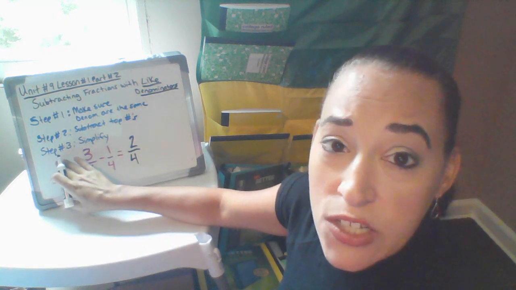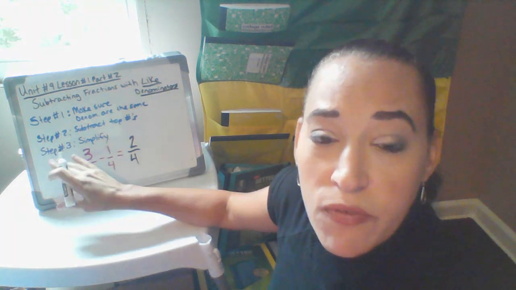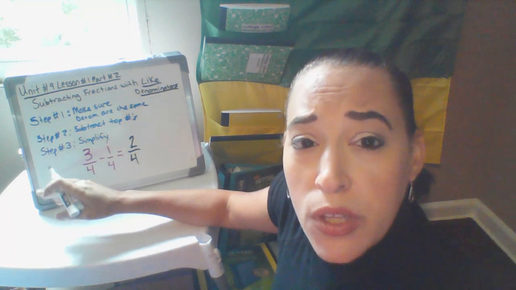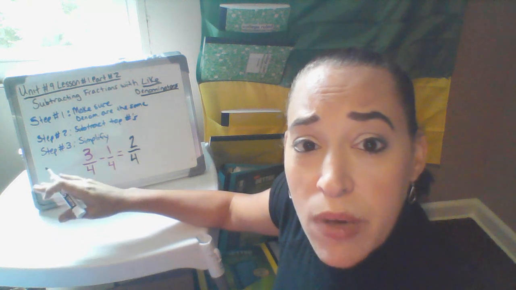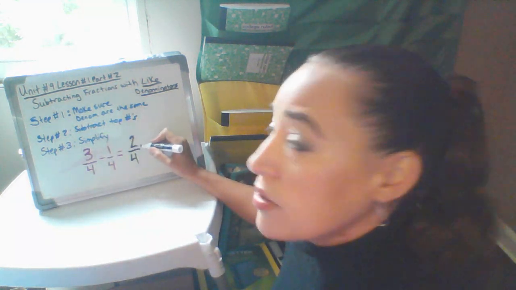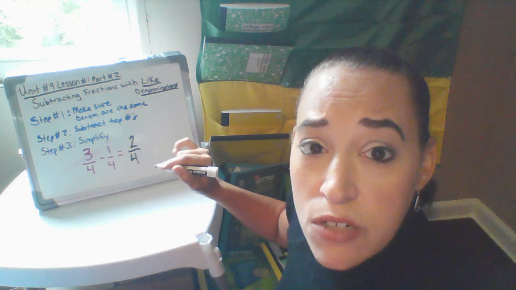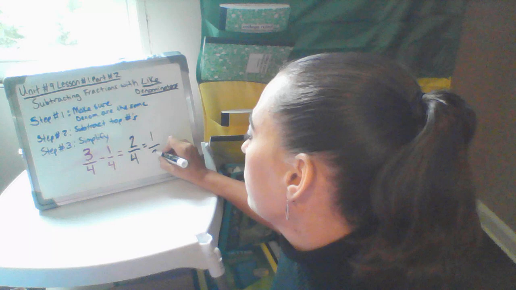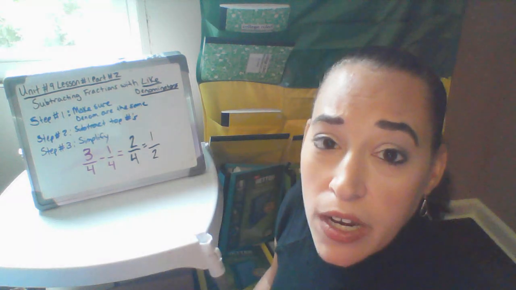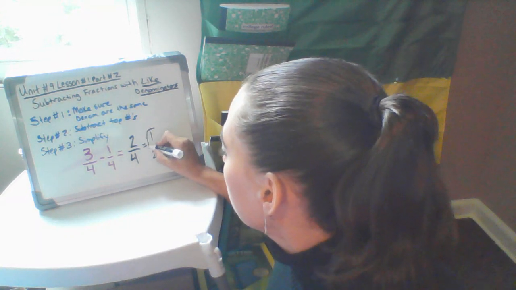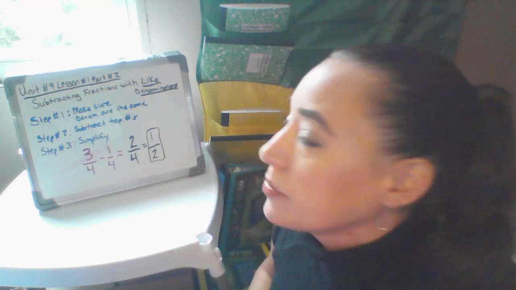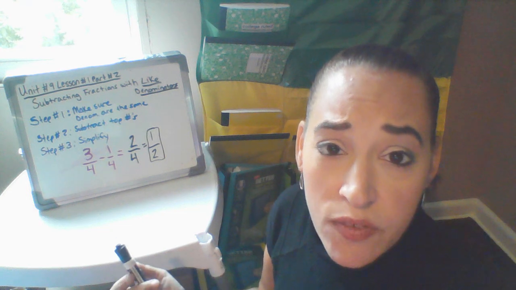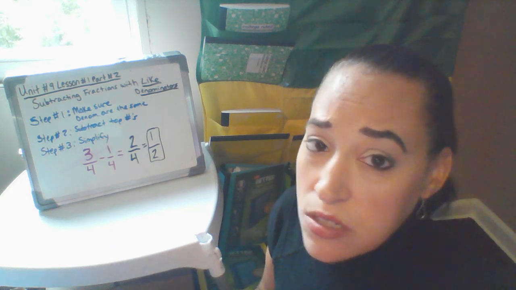Step 3 says you simplify. Can I simplify this fraction? Absolutely, because they're both even numbers. If they're both even numbers, you know for sure you can divide by 2. So 2 goes into 2 one time, and 2 goes into 4 two times. So your final answer is 1/2. That's basically saying that 2/4 is equivalent to 1/2. They're equivalent fractions. They're the same thing.